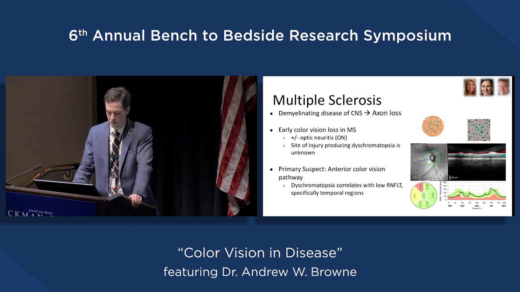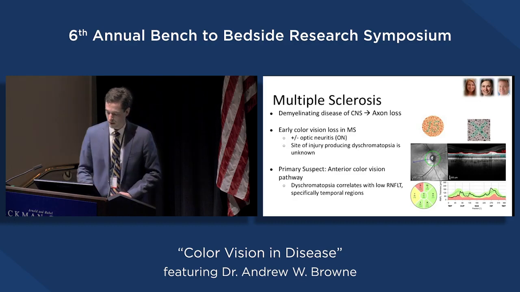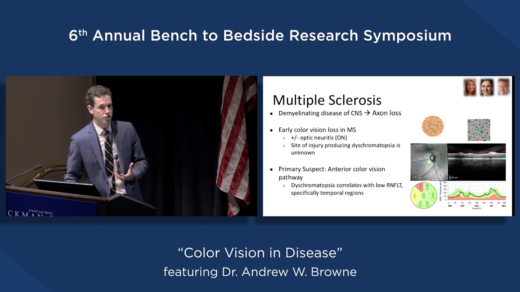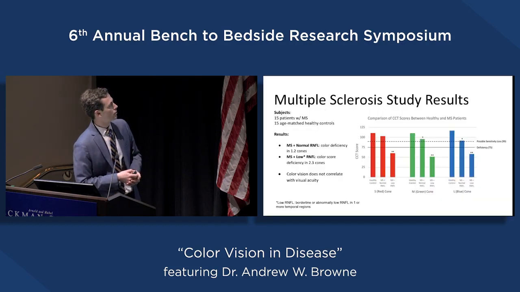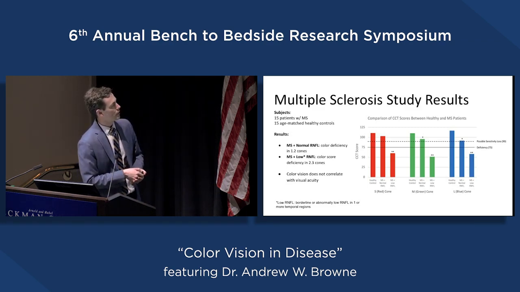And so in multiple sclerosis, there is early color vision loss, whether or not you have a history of optic neuritis. And so the way that we wanted to compare the structure of the nerve with color vision was by performing an OCT, where we can look at the thickness of the nerve fibers converging into the optic nerve head. And we compared the findings from that with the findings from color vision testing. And so what we see here, we had 15 subjects with multiple sclerosis, 15 subjects who were normal healthy controls, age matched. And we can see that the normal healthy people had normal levels for each of their cone sensitivities.